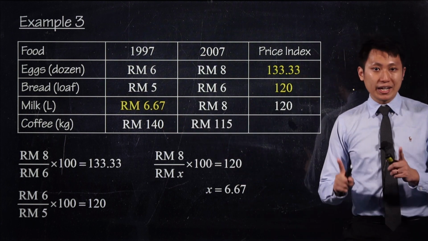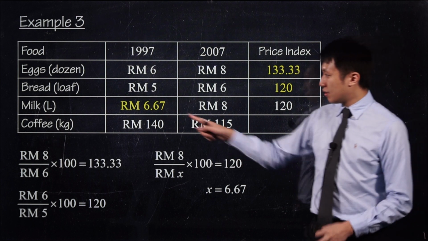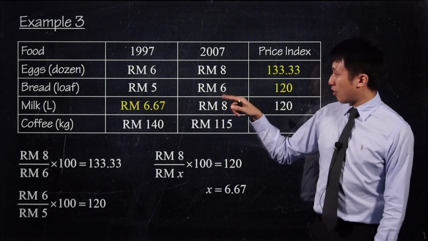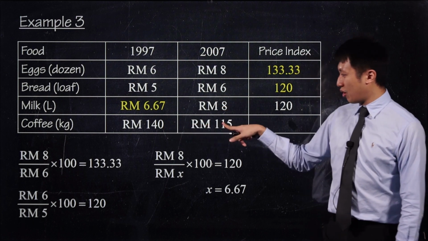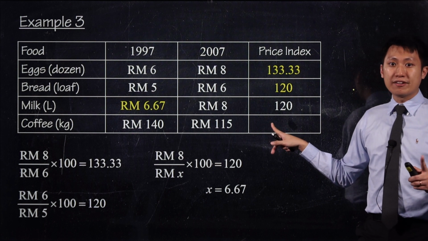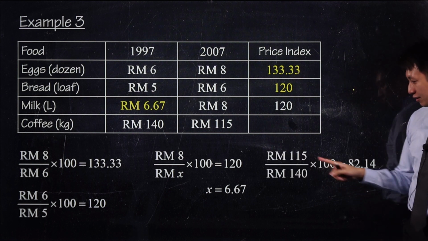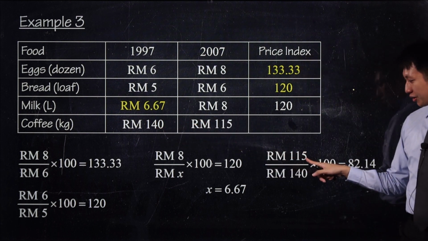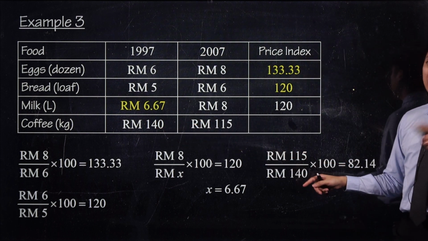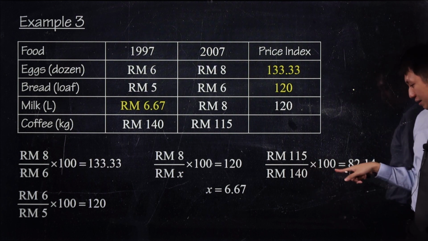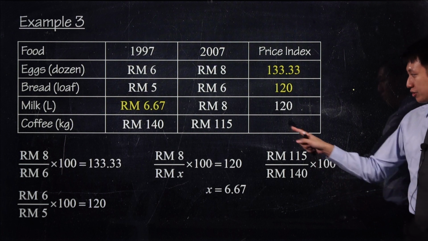Then think about it whether it makes sense or not. From small to big, this one will be more than 100. From big to small, you should expect more than 100 or less than 100? Less than 100. Okay, let's see whether you get it or not. Big to small. So small is on top, big is below. Times 100, you get 82.14. So you put it here.